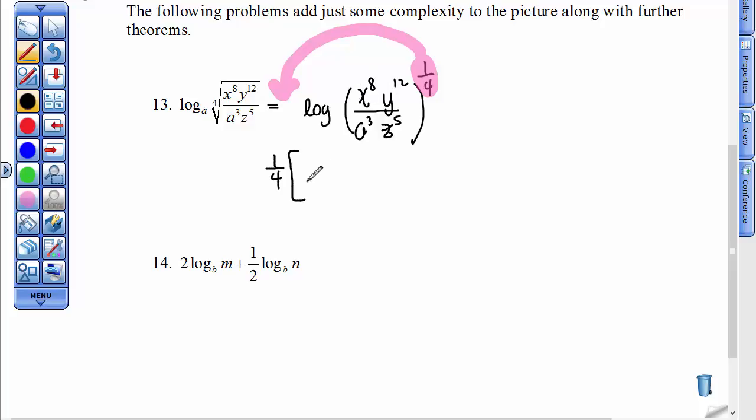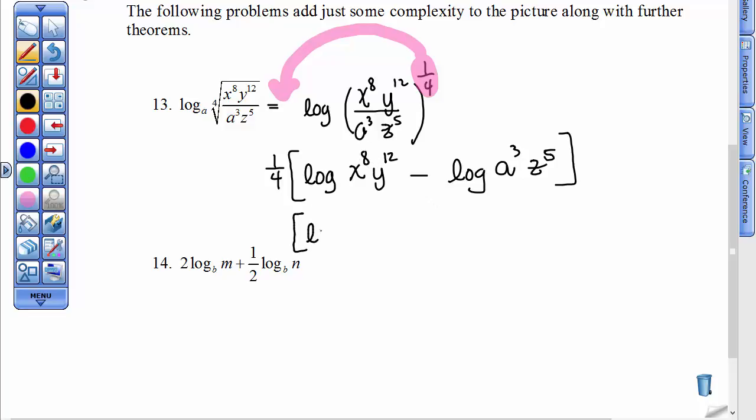And while I'm at it, I'm going to break this up into a subtraction problem. The log of x to the 8th, y to the 12th, minus the log of a to the 3rd, z to the 5th. And I'll come in and put the base of a in at the very end. Whew, so now I'm going to break these up into addition. So I'm going to write this as the log of x to the 8th plus the log of y to the 12th. Don't forget there's a 1/4 out in front.